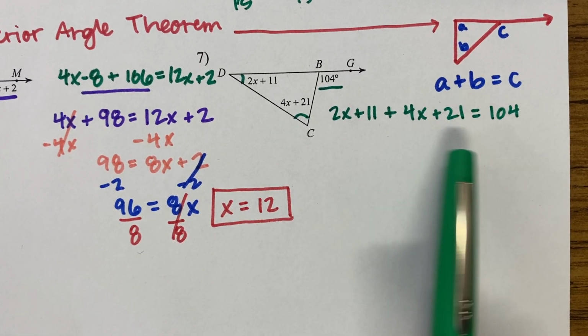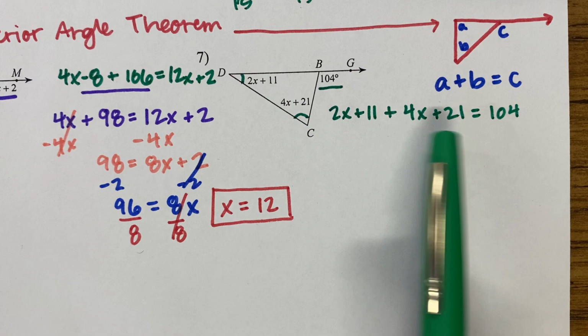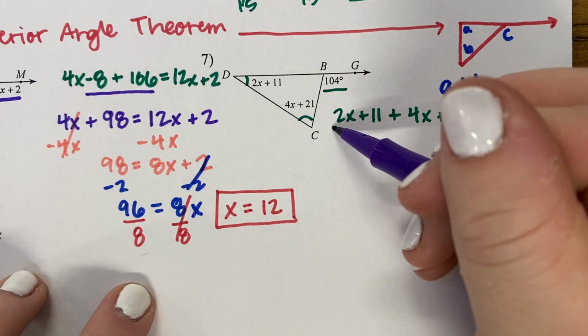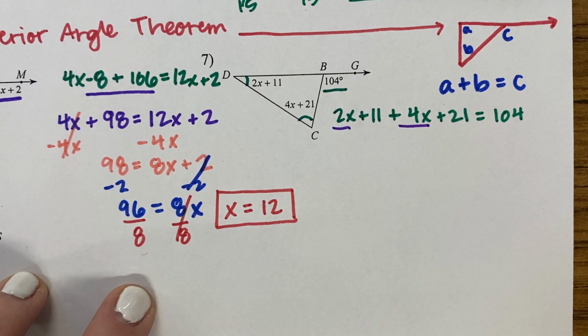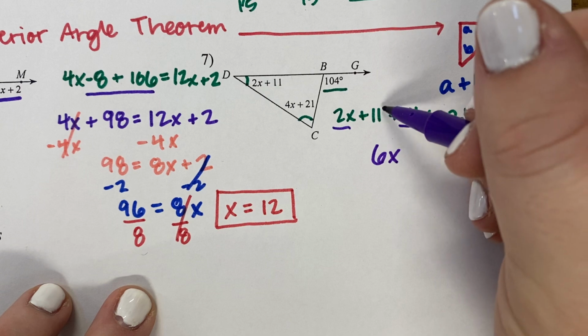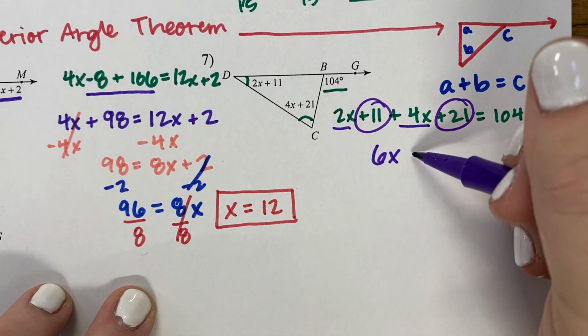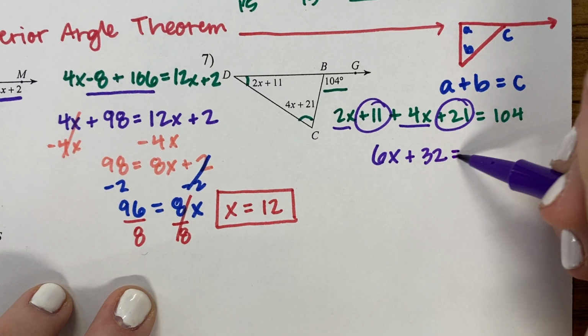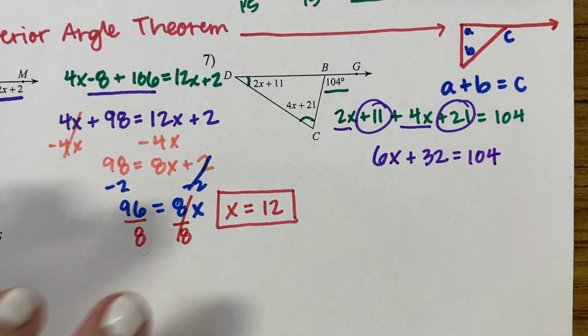Okay, so now it's an equation we can solve. In fact, we have all our x's on one side too, so we just need to combine like terms. So I see I can combine my x's. 2x plus 4x gives me 6x. And then 11 plus 21 gives me 32. And it all still equals 104.